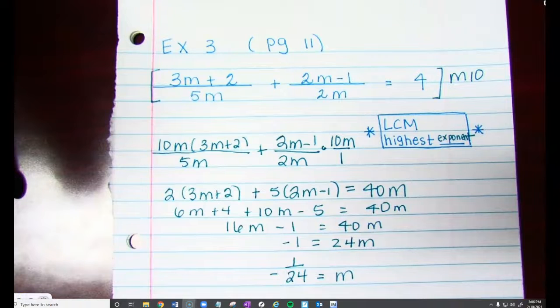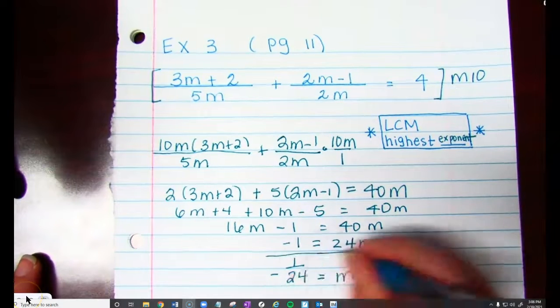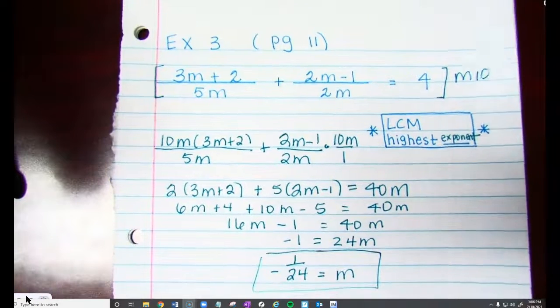So look at how I magically showed all of my work like that so fast. Pause it if you need to. Make sure that you get the same thing I got, because you need to check to make sure you did it right, but I need to check to make sure I did it right too. That's what I got for m. All right, so here we go.